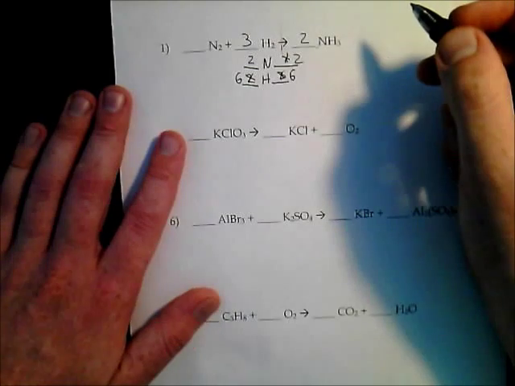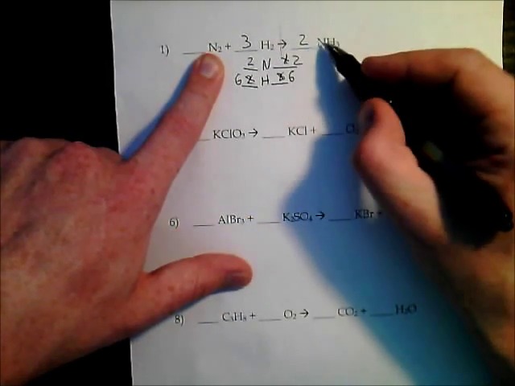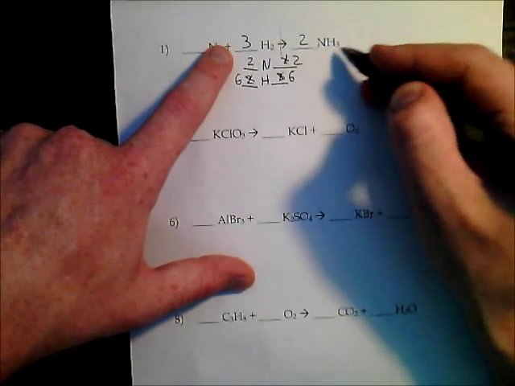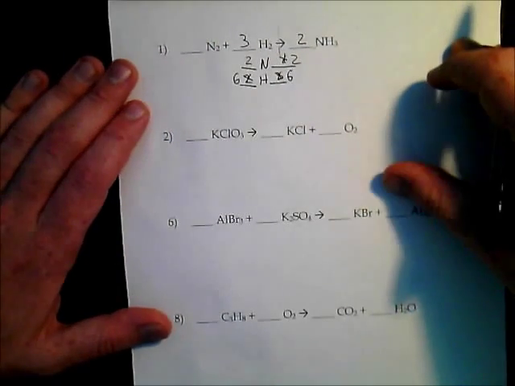And so now that equation is balanced, but always go back and double check. 2 nitrogens here, 2 nitrogens here, 3 times 2, 6 hydrogens here, 2 times 3, 6 hydrogens here, so that one's balanced, and we're good to go.